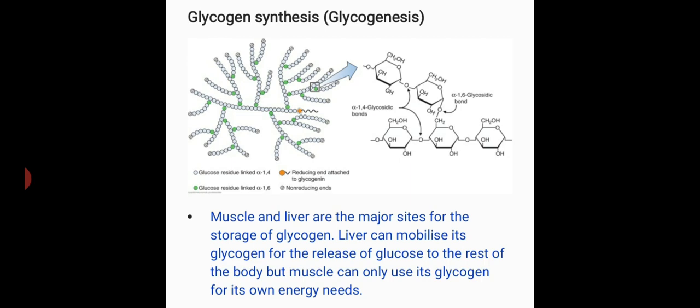Glycogen occurs in the cytosol of the cells as granules, which also contain the enzymes that catalyze its formation and use.